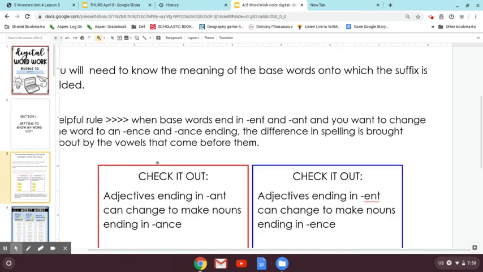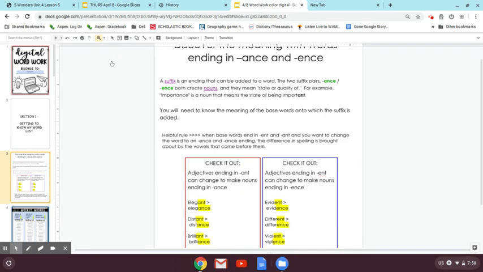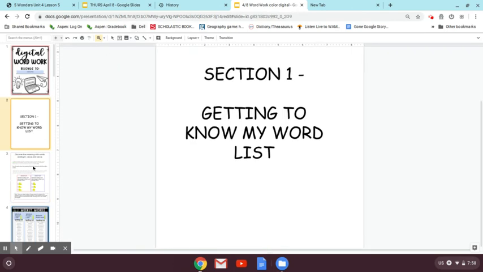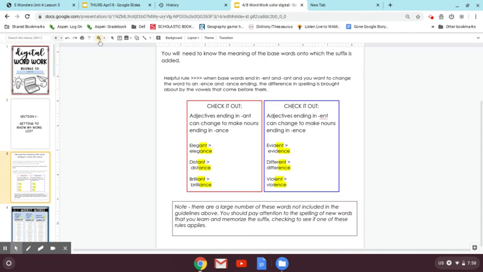Going back to, oh my word, I'm having all sorts of trouble. Let me get that regular size here. Going back to the slide that says ants and ents. What is that? Let me get this off. Get off Zoom, people. Come on. Okay.